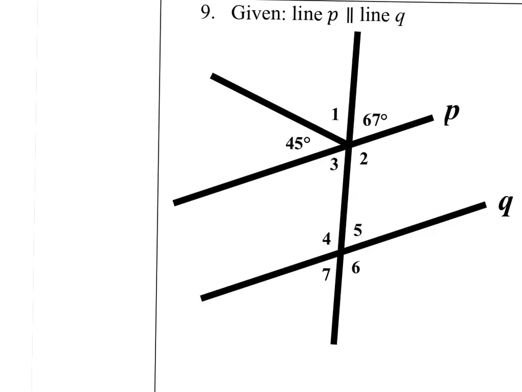All right, to solve this one, we may have to look back at one lesson there. We know that P and Q, those two lines, are parallel. So what does that tell us about corresponding angles, alternate interior angles, alternate exterior angles as well? We should know something about those angles in order to solve for the rest of these.